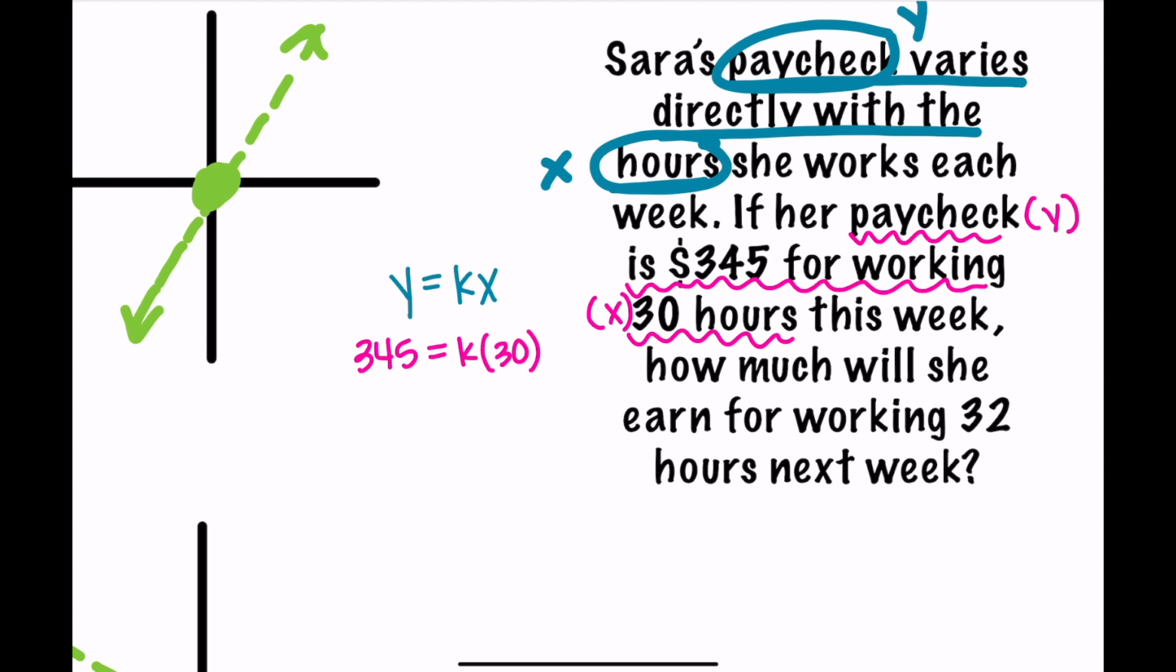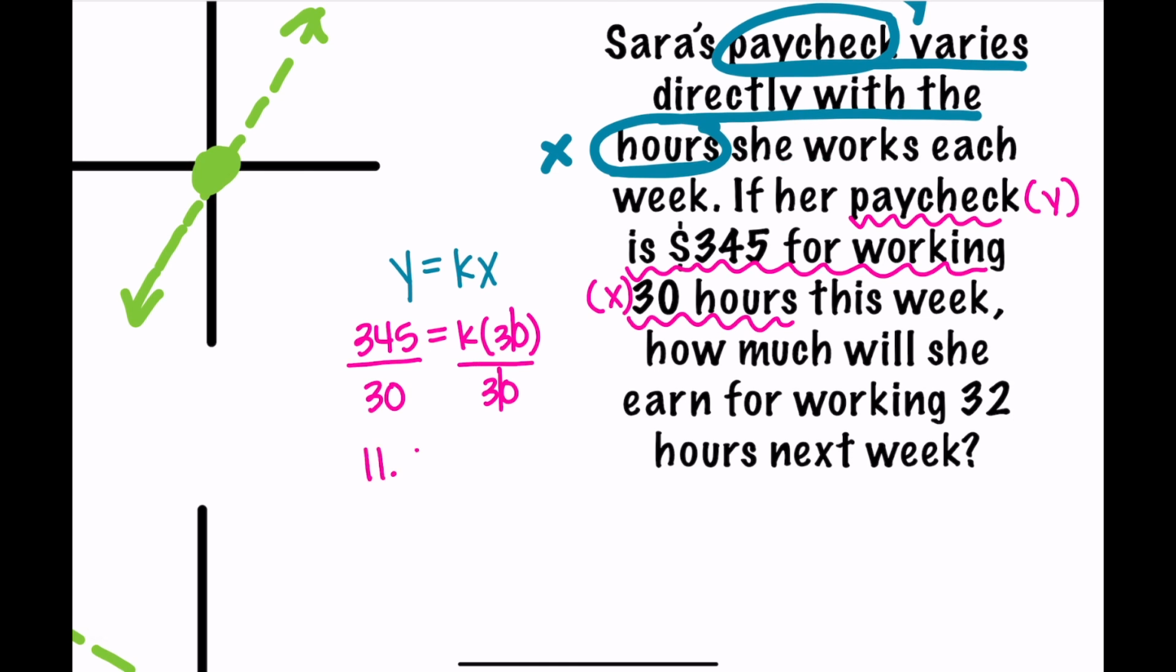What is the constant rate of change between 345 and 30? To find that, we are going to get k by itself, so divide out that 30 on each side. 30 over 30 is 1. That leaves us with 345 divided by 30. Just in a calculator, 345 divided by 30 is 11.5. So that's our constant of variation.